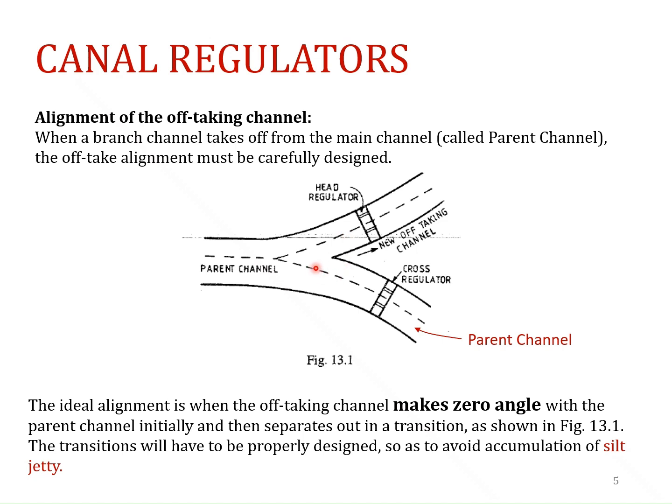We don't want silt jetty. It's like a small mountain of silt. We don't want that because it reduces the cross section of the canal and thus affects its efficiency. So you have to design it properly.